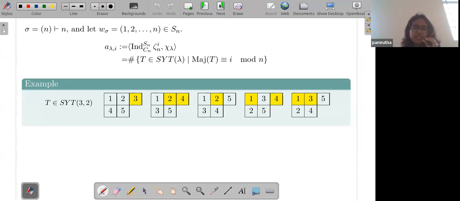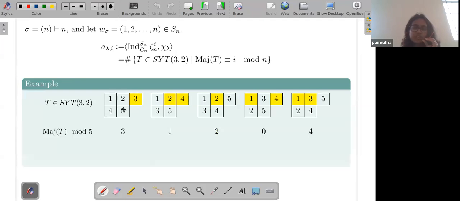Now what is the major index? We just have to sum over all the descents. So here it is simply 3, here it is 2 plus 4, that is 6, which is congruent to 1 modulo 5. Here it is 2, here it is 1 plus 4, that is 5, congruent to 0 modulo 5. Then it is 1 plus 3, that is 4.